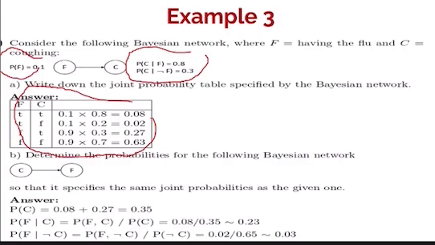And question B said, determine the probability for the following Bayesian network. What is the probability of C? What is the probability of having a flu given that I cough? What is the probability of having a flu given that I do not cough? All of this, I've made an extensive video on, and I want you to watch it.